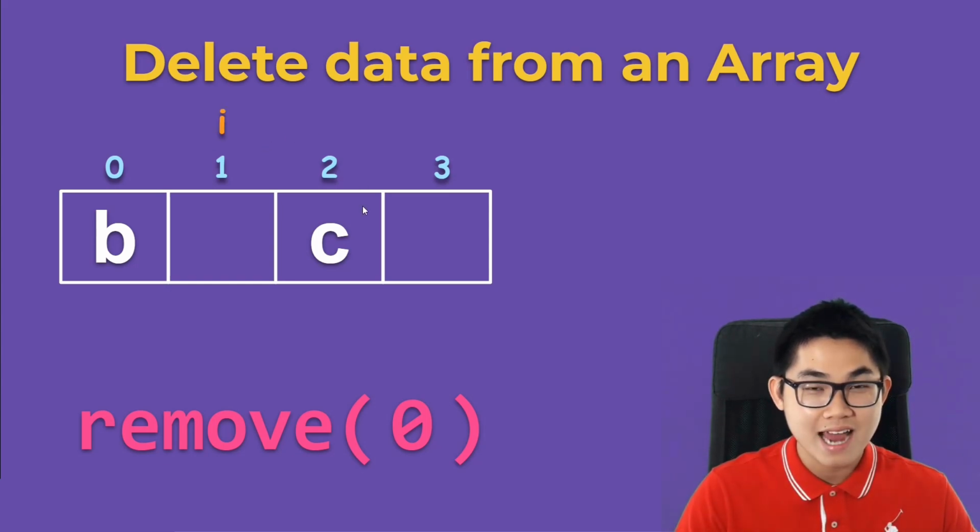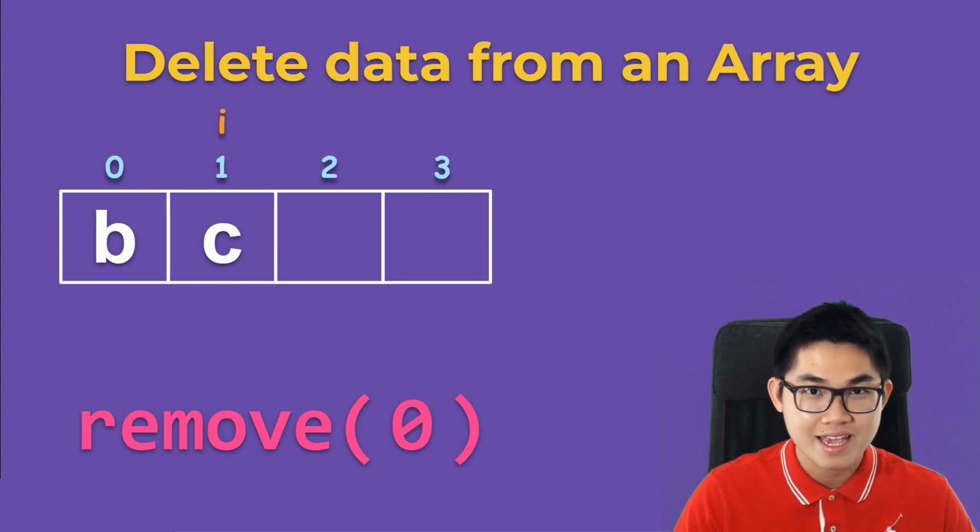So we look at I plus 1 again, we have C. We move C to the left. We can leave the letter I here or move it up. It doesn't matter because we have successfully removed the letter A from the array.